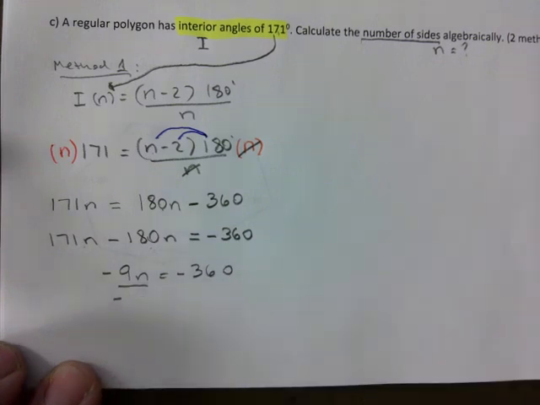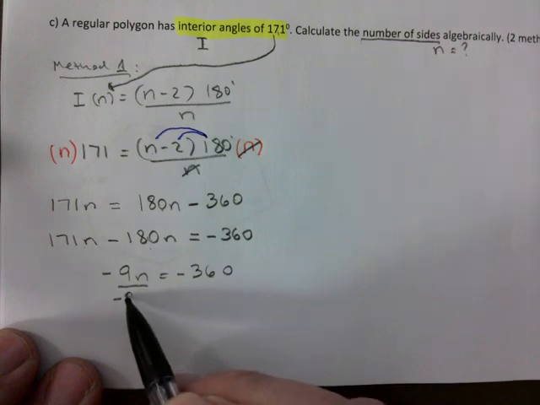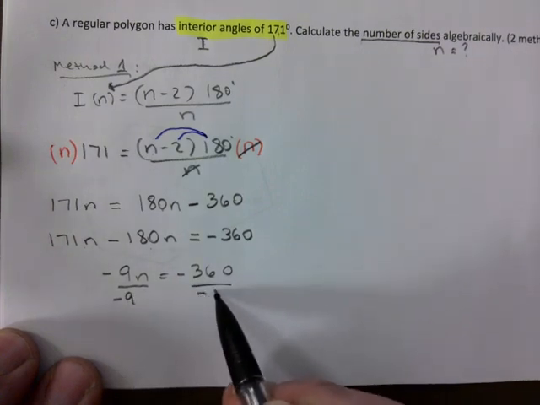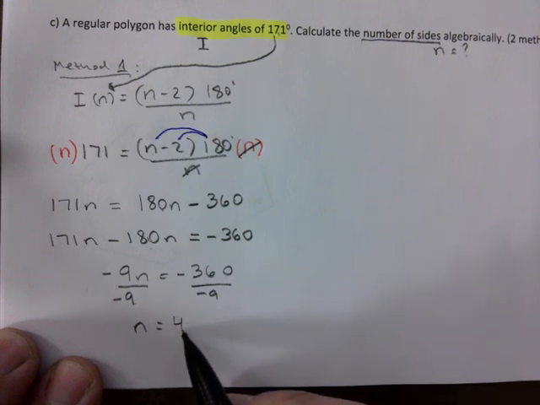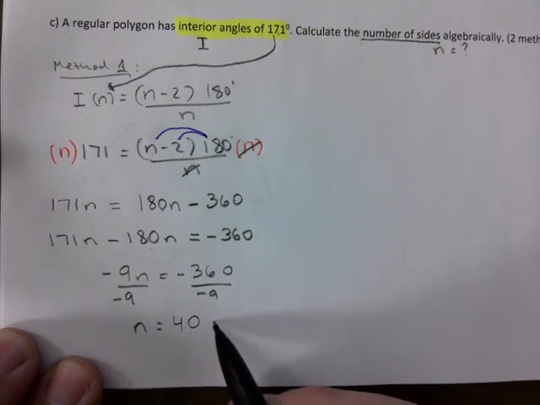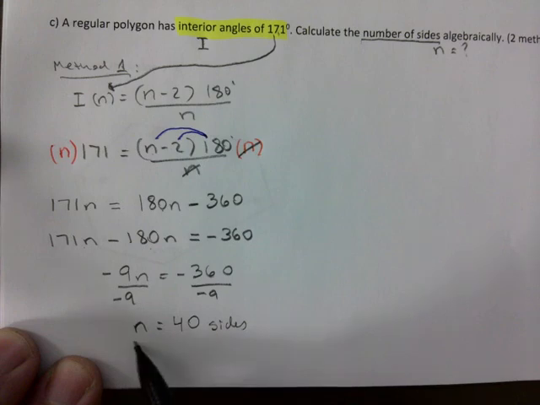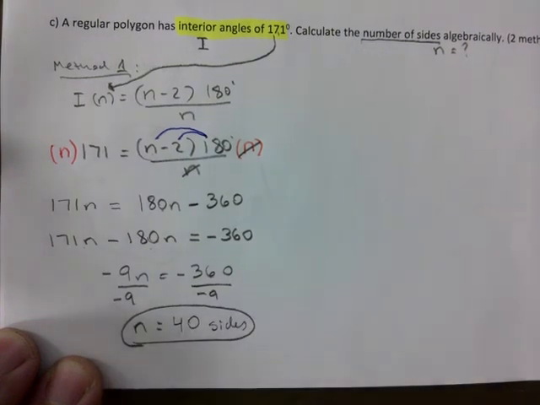Here I want to divide both sides by negative 9. N is equal to 40. It has 40 sides.